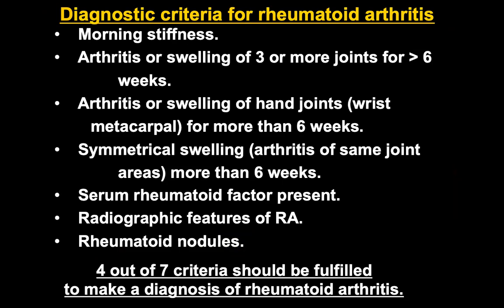Diagnostic criteria for rheumatoid arthritis. There are 7 diagnostic criteria, and if you have 4 out of 7 criteria, you can definitely say that this is rheumatoid arthritis. First, morning stiffness; arthritis or swelling of 3 or more joints for more than 6 weeks; arthritis or swelling of hand joints and wrist joints for more than 6 weeks; symmetrical swelling, arthritis of the same joints, for example 2 knees, for more than 6 weeks; serum rheumatoid factor present; radiographic features of rheumatoid arthritis; and rheumatoid nodules.